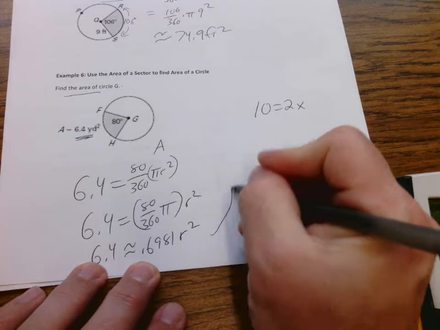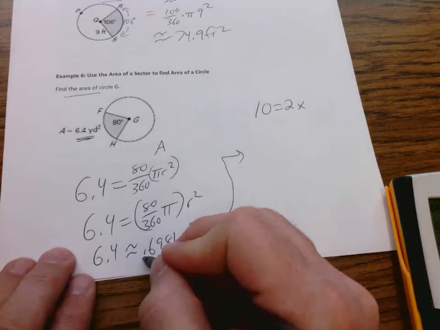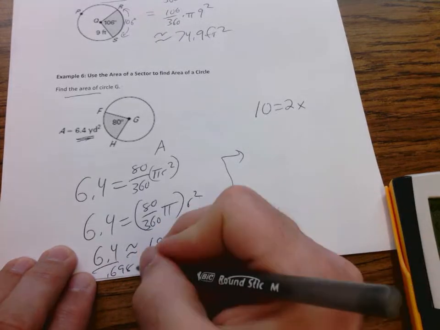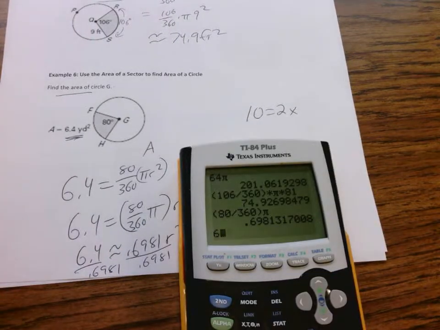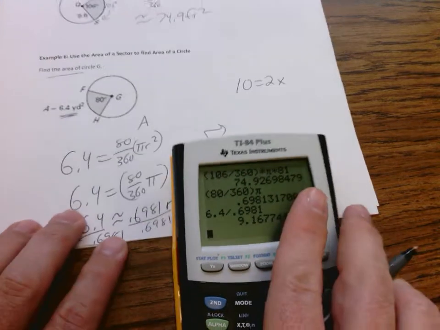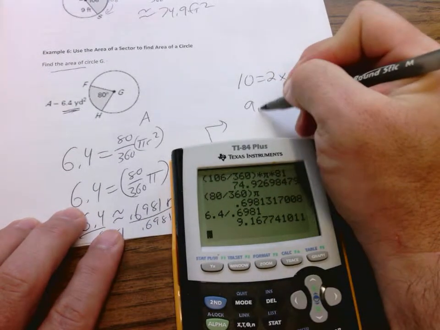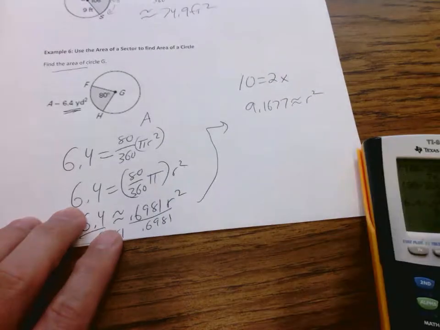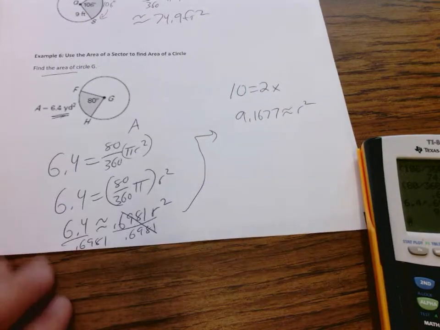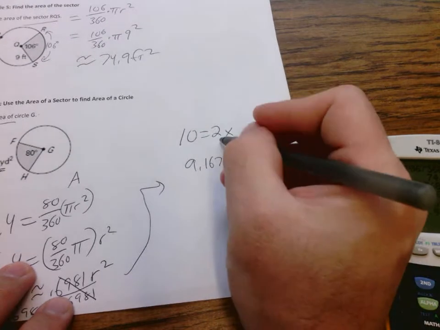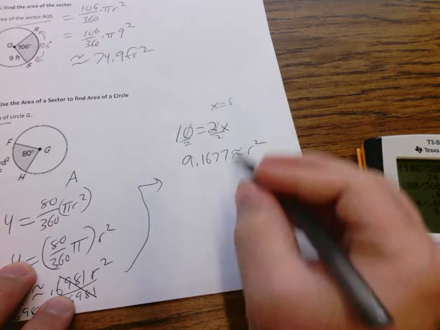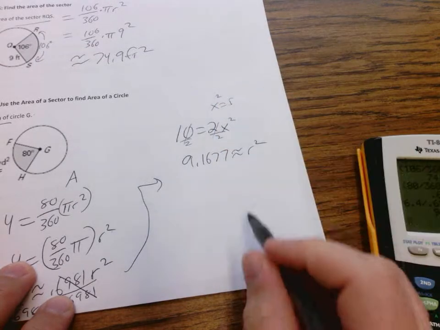So now if I come up here, I can divide both sides by that 0.6981. So 6.4 divided by 0.6981, I get about 9.1677, and that's approximately what r squared would be, right? Because this part's going to cancel. So basically what I just did was I divided both sides by 2, right? And I get x equals 5. The problem is it's actually x squared because it's r squared.